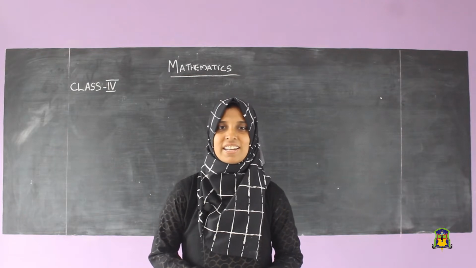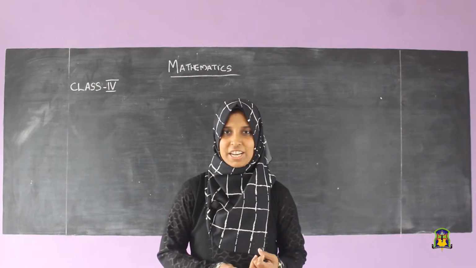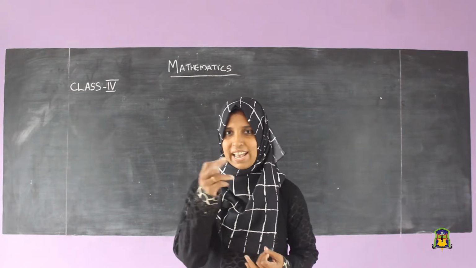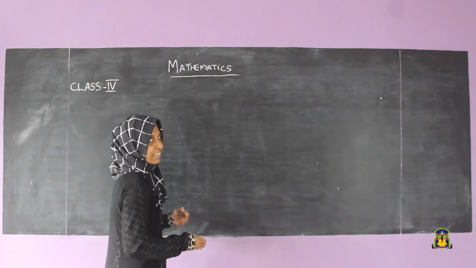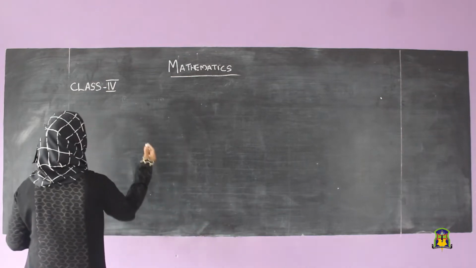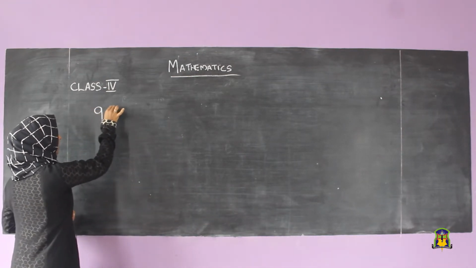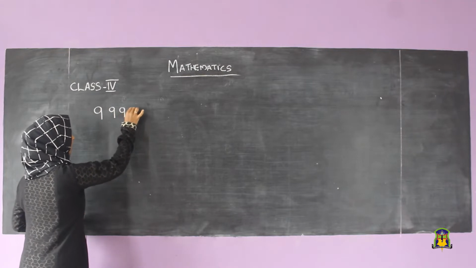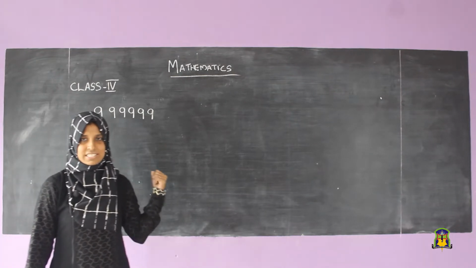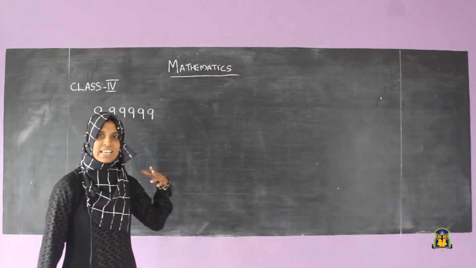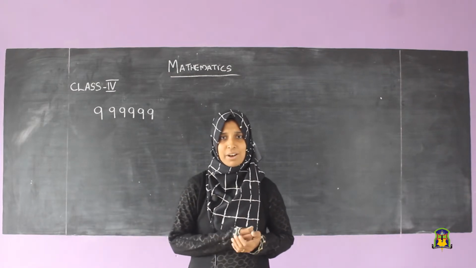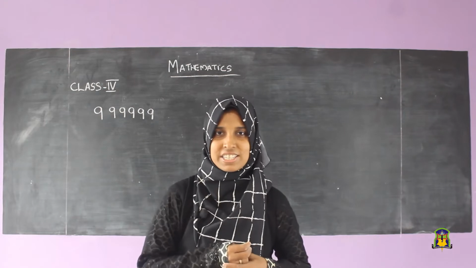Okay, in the last class we learned 5-digit numbers and 6-digit numbers. Which is the greatest 6-digit number? Yes, 9,99,999. This is the greatest 6-digit number. That is, in all the 6 places 9 is coming. Okay, then what number comes after this greatest 6-digit number?